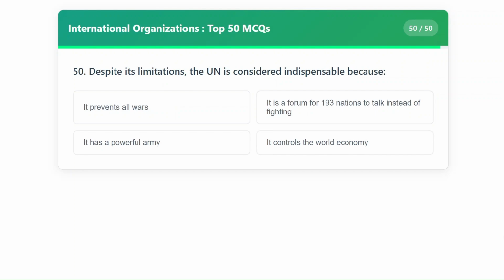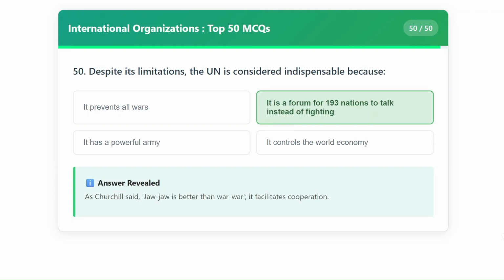Despite its limitations, the UN is considered indispensable because it is a forum of 193 nations to talk instead of fighting. That's all for today.